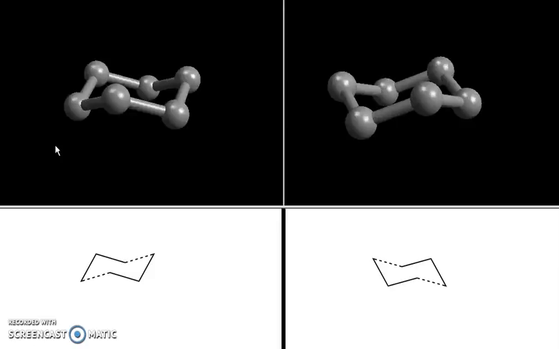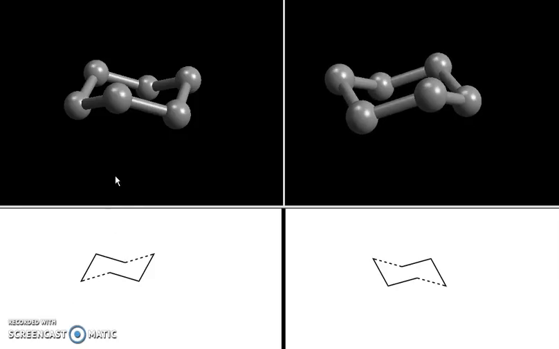Now we simply connect the ends of our two interlocking angles, and we have our two chair forms. I want to look at what this means and what this looks like in 3 dimensions so that we can see where the axial and the equatorial groups go. If we look at just the carbon skeleton, one of our chair forms looks like this, and the other one looks like this. And rotate it just a little bit.